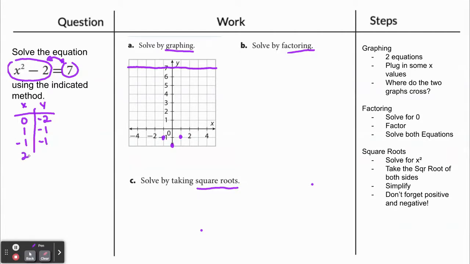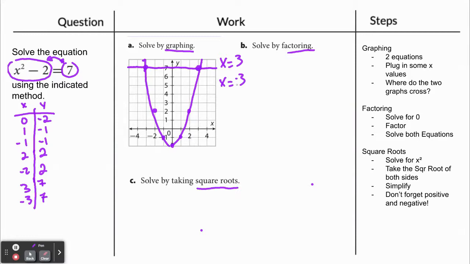2, we plug it in, 2 squared is 4, minus 2 is positive 2. Same thing with negative 2. If we plug that in, we're going to get the same value of 2. Now, if we plug in 3, 9 minus 2 is 7. So when we plug in 3, we get 7. And when we plug in negative 3, we get 7. So what we see here is that our parabola crosses at 7 when x is equal to 3 and when x is equal to negative 3.